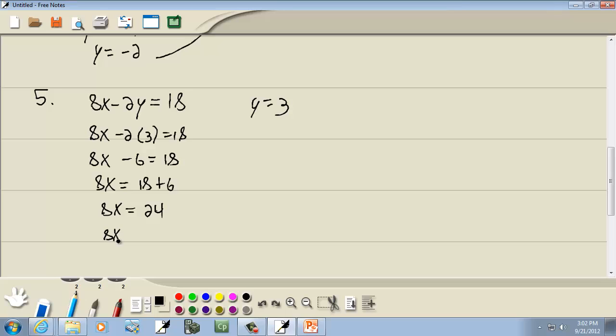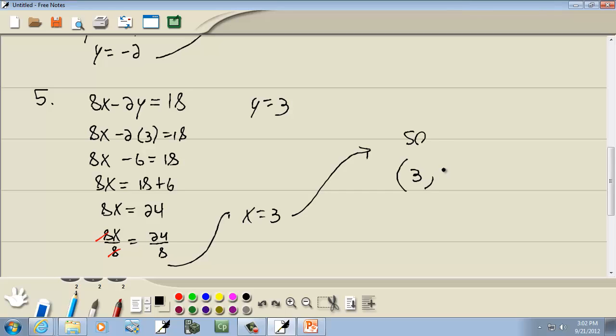Last step, divide both sides by the number in front of your x, which is 8. These 8s cancel. And we get x is equal to 3. So we want to write our point down, so we're going to put our x part first, which is 3, comma, and then our y part, which is also 3. And that would be our answer.